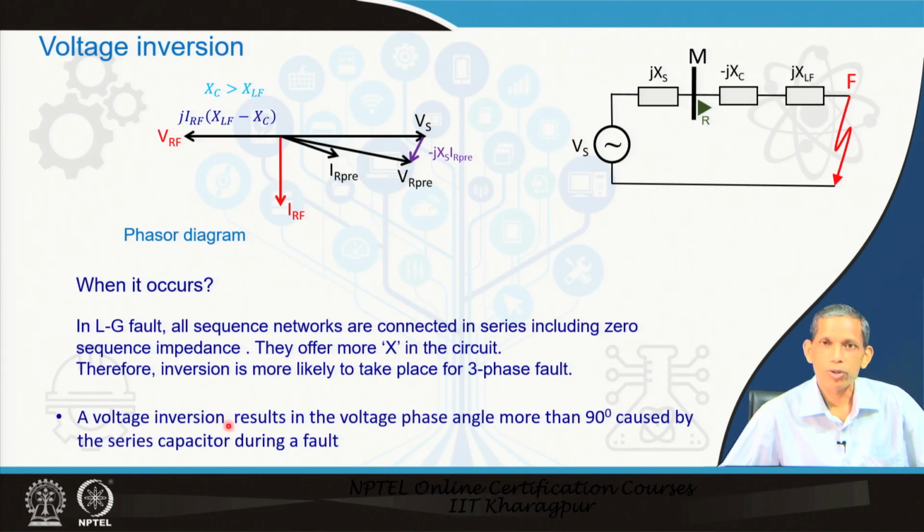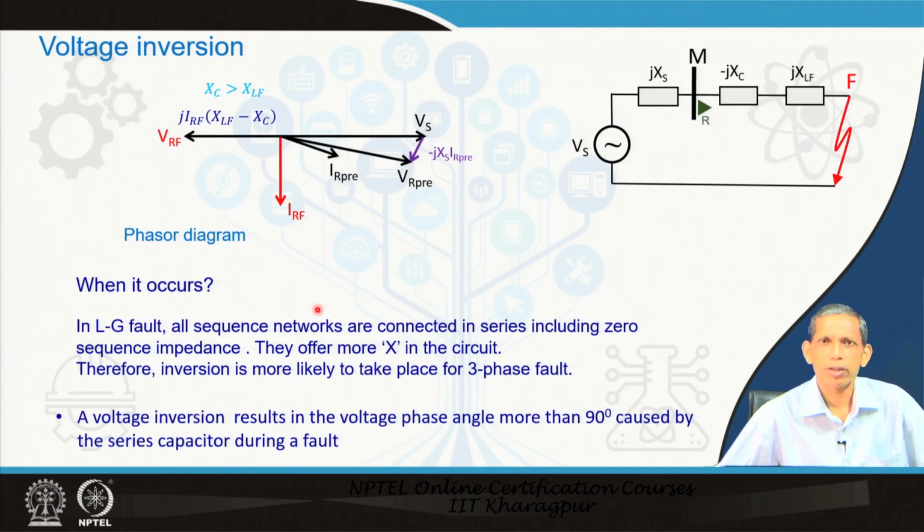Generally, you can say that this voltage inversion results in the voltage phase angle being more than 90 degrees, 90 to 180 degrees, during the fault in the voltage inversion situation. But note that this circuit diagram we discussed is for the three-phase fault case, but faults can be phase to ground, double phase to ground or double phase fault.